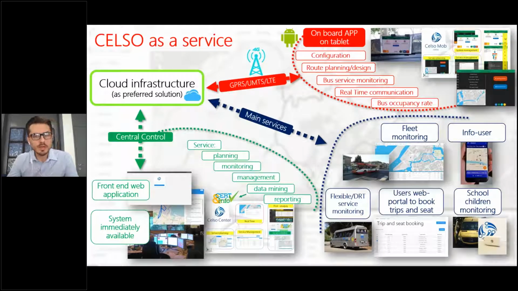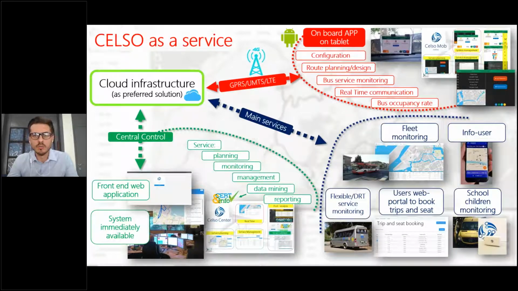So in this way, using a cloud infrastructure, we can say that CELSO could be provided as a service. In a few hours, the system could be available for the transport company because the CELSO center, the central control room, is immediately available for the companies, which is able to carry out all the activities allowed by the CELSO function, as an example, the service planning, monitoring, management, the data mining and reporting one.